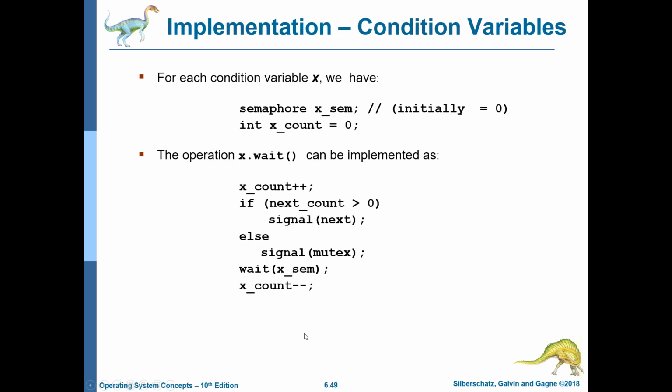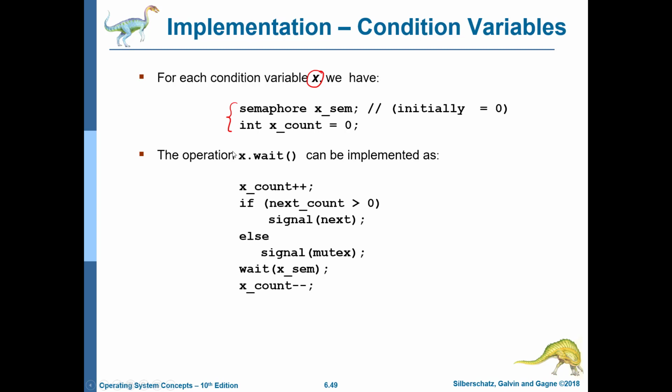Given that, let's bring in conditional variables into the picture and see how exactly they interact with the variables that we defined on the previous slide. So for each conditional variable x, what the compiler or the library does is that we associate a semaphore with the conditional variable x, which we call xsem, which is initially 0. And the count also, the number of processes waiting on it, is also initially 0.